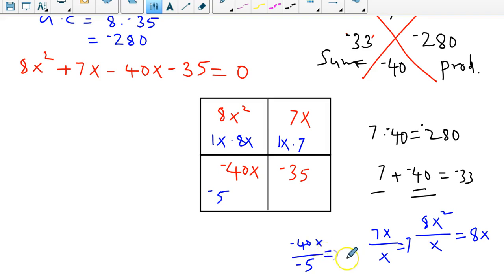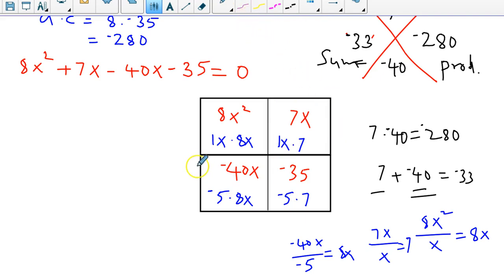So what is left? Negative, negative gone. 5 can divide 40 8 times and x. So 8x. Negative 5 times 8x is 40x. That 40x you change as 5 times 8x. In the same way, negative 35 is how much? Negative 5 times 7. 5 times 7 is 35 with a negative sign. So we made sure that the negative 5 is taken out as a common factor.